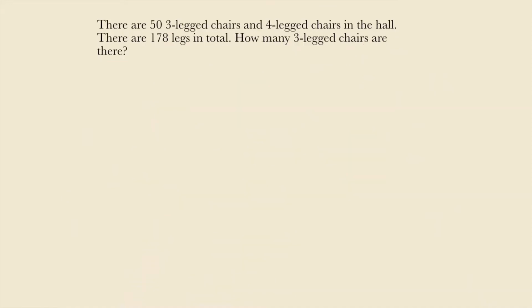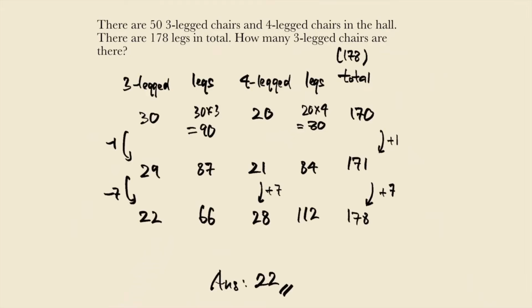There are 50 3-legged chairs and 4-legged chairs, so a total of 50, 178 legs. Okay, same thing. Let's do this. We've got 3-legged chairs, 4-legged chairs, total of 50. Let's guess 30 and 20. Too few chairs. We want more. So I'm going to increase the 4-legged chairs by 1 and decrease those 3-legged chairs by 1. And I realized that the total increased by 1. So when I increase by 1, I have to decrease this by 1. Now from 171 to 178, how many 1s is that? 7. So if I do this 1 time, I decrease this by 1 time. If I add by 7, I have to decrease by 7. And what do you know? The 3-legged chairs is 22.